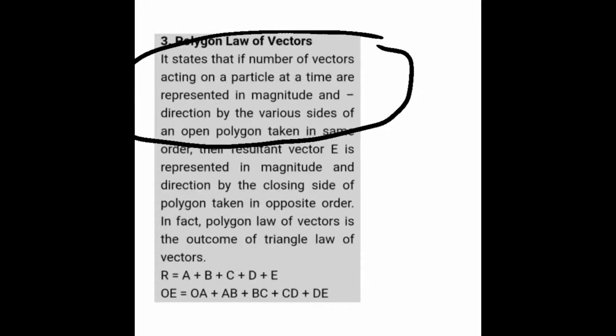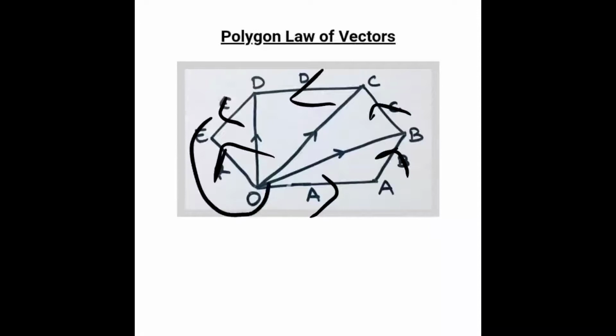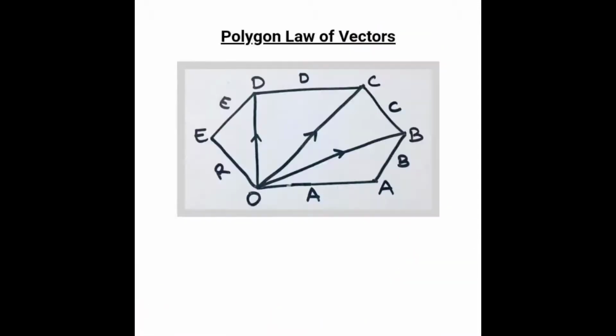You see, resultant R equals A plus B plus C plus D plus E, where R is the resultant vector. So R means here OE. This OE is the resultant vector which gives the resultant of all the vectors acting at a particular point, right? So this is also a polygonal law of vectors. That means the vectors acting at a particular point act like the sides of the polygon, and the resultant is given by the closing end.